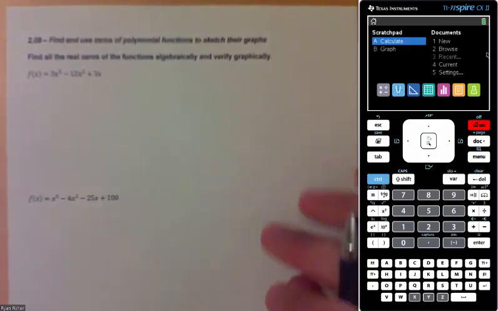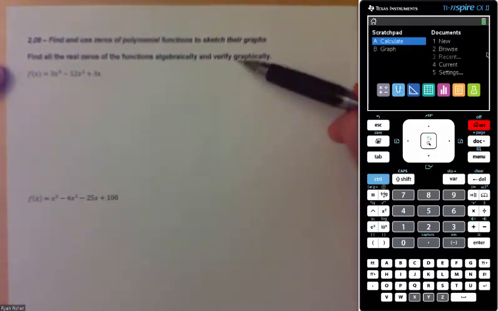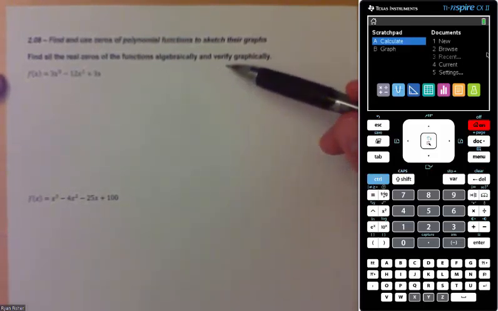Given some polynomials, we should be able to identify what their zeros are, and by doing so we can sketch graphs of what they might look like. So we're going to find all the zeros of these, and then we're going to sketch graphs and verify that graphically using our graphing calculator.